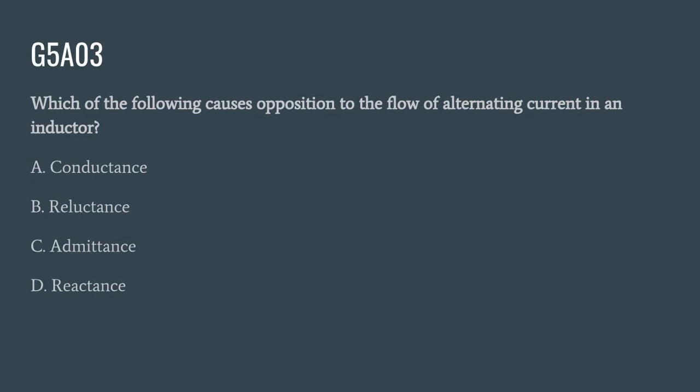G5A03. Which of the following causes opposition to the flow of alternating current in an inductor? A, conductance. B, reluctance. C, admittance. Or D, reactance. Correct answer is D, reactance. G5A04. Which of the following causes opposition to the flow of alternating current in a capacitor? A, conductance. B, reluctance. C, reactance. Or D, admittance. Correct answer here is C, reactance.